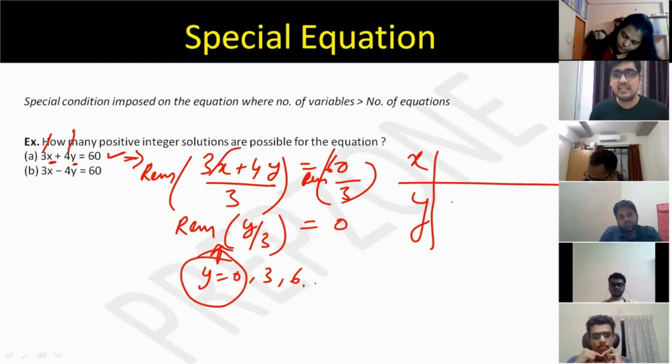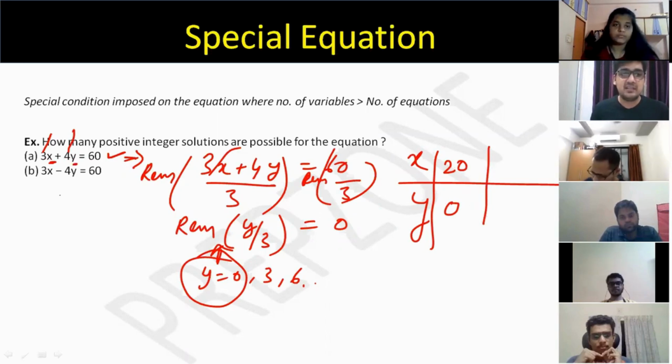So you just make a table and say y is 0. Now when y is 0, x kitna hoga? Just put this value, x will be 20, right? So now see, here is the trick. Now what happens is, 3x plus 4y equals to 60 was your equation, right? Because you have a plus sign, you know for the fact that the sum of two numbers, which is 3x and 4y, they have to be constant.